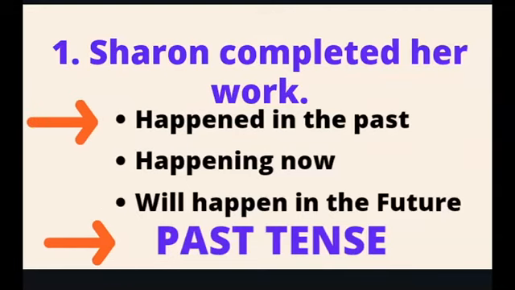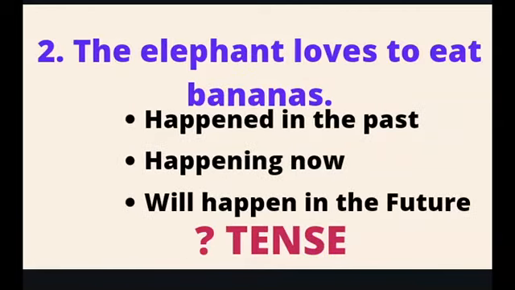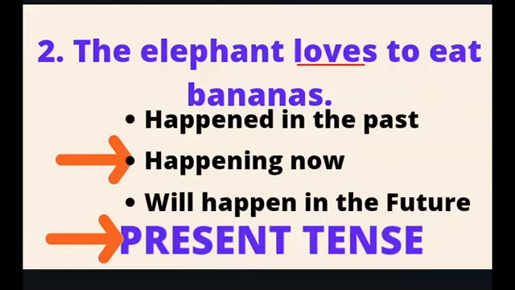Completed is the action word and it indicates it has happened in the past. So therefore, answer past tense. I hope you have got that right. The action word is completed and it has happened in the past, and so the tense is a past tense. Second one, the elephant loves to eat bananas. Answer, loves is the action word which is happening now, therefore it's a present tense.